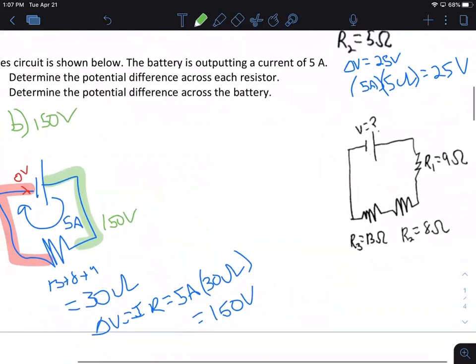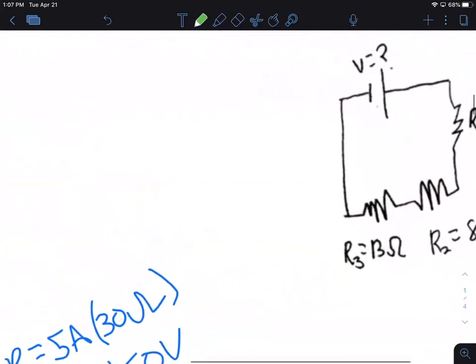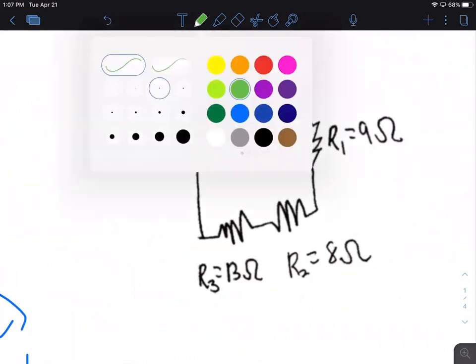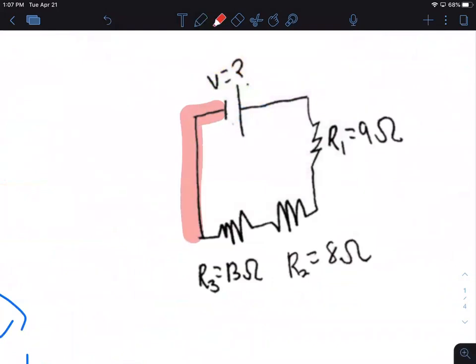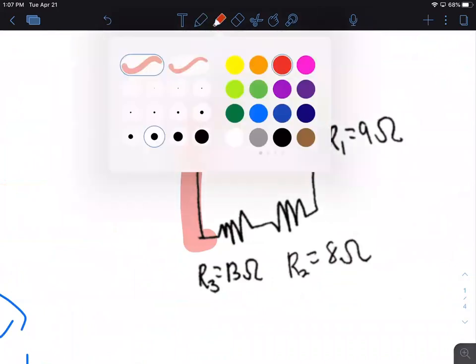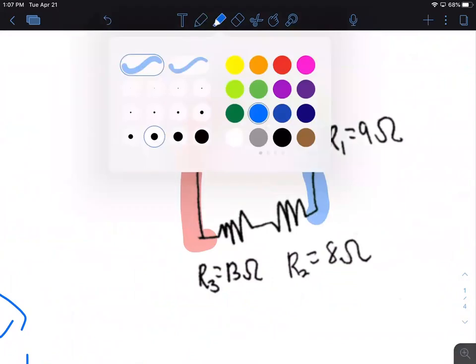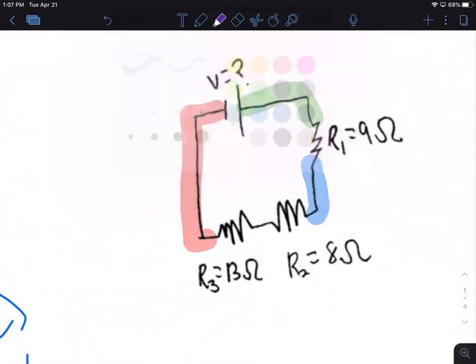Let's go back and do A, potential difference across each resistor. And that will confirm what we just did the other way. Again, I can color code areas of equal potential, just to practice that. So I have 4 different potentials in this question.